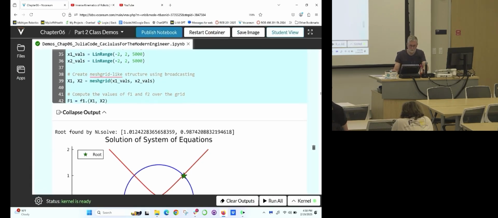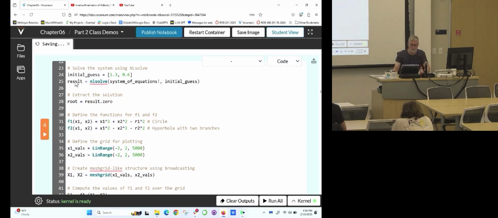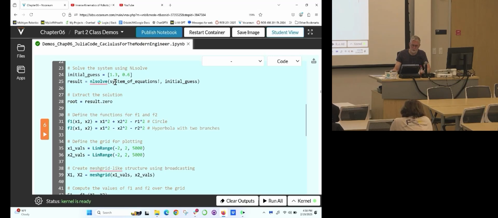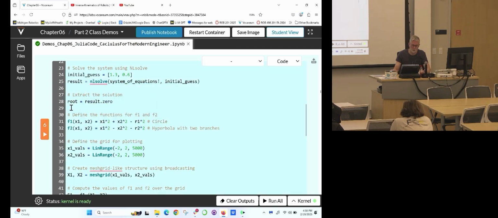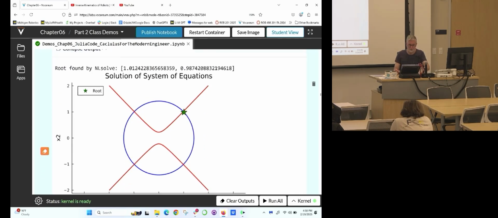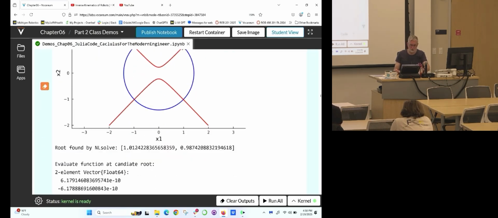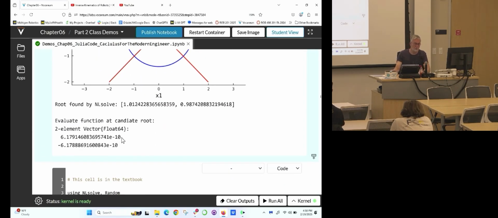So that's how hard it is. You write down your nonlinear equations, you give it the initial guess, and you call NLsolve. Then the root will be result.u. It's a zero of the function. Okay, and then depending upon which initial condition, this is just showing that it did a pretty good job. You can set the tolerance, and the default is around 10 to the minus 10, so it's pretty darn good.